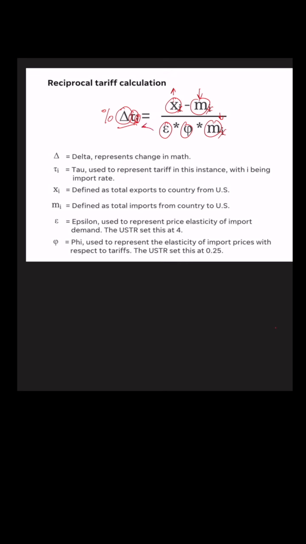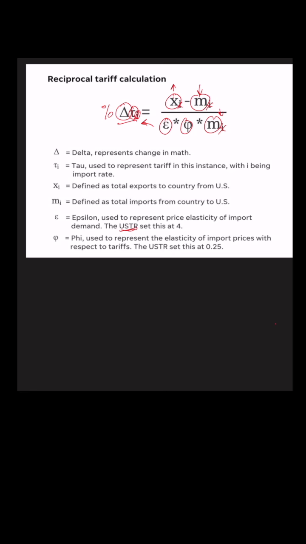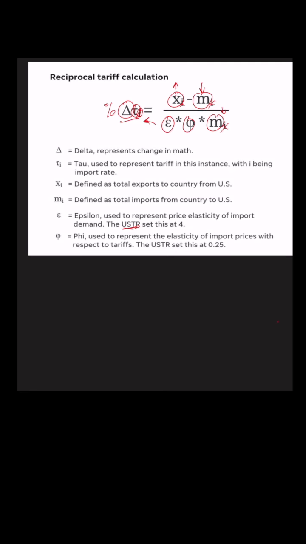So how the U.S. Trade Representative right here believes that things like the import demand, the amount of demand that we have on imports, is going to be impacted. And then the phi is how much prices are going to be impacted by the change in tariff rate. So here the U.S. Trade Representative puts 4 and then 0.25. So this is kind of what the equation looks like right now. So let me break it down for you in layperson terms.